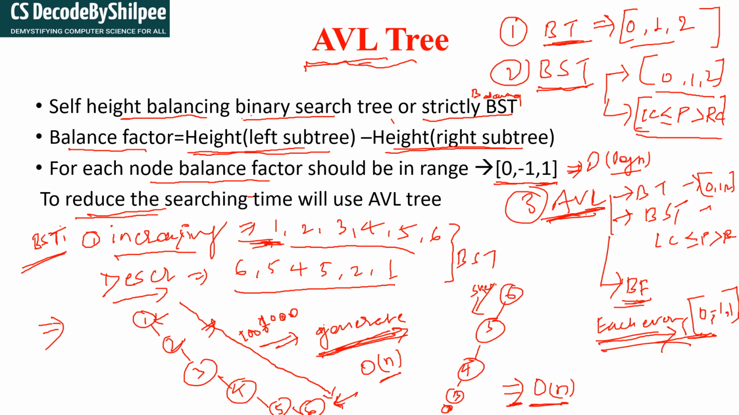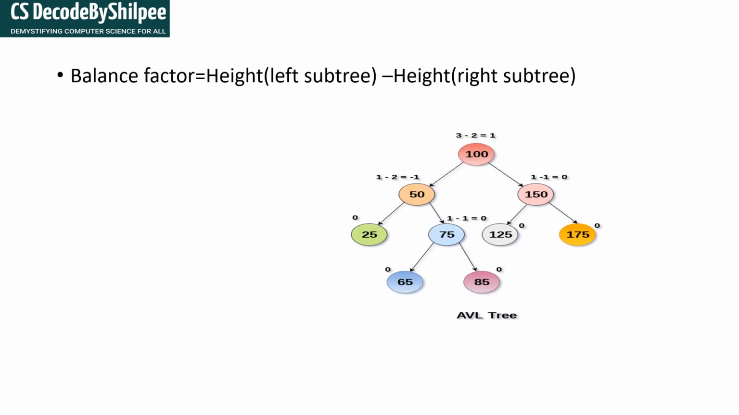Now we'll see some problems with the AVL tree also, and how they are resolved. For that we perform some rotation. We'll see that. Before going to the rotation part, first I will explain how to calculate the balance factor for each and every node, right?